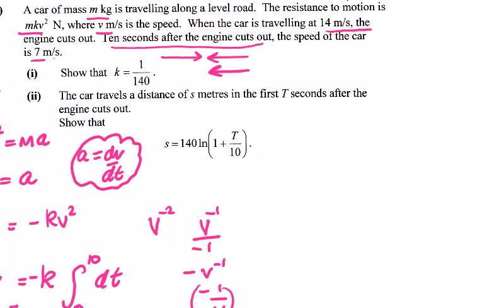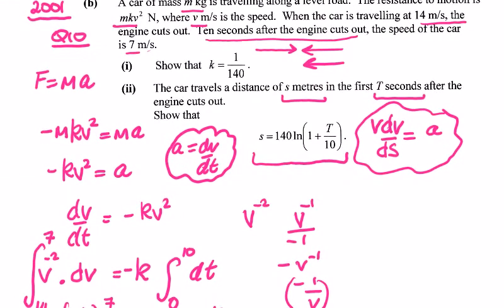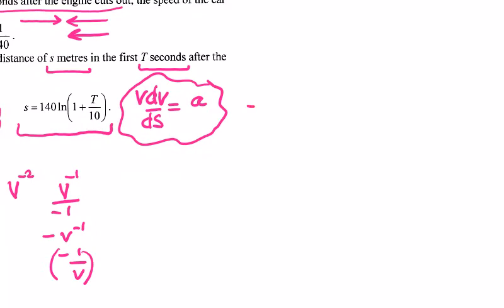The car travels a distance of s in the first t seconds after the engine cuts out. Show that s is equal to 140 times the natural log of this expression. So we're dealing with distance and acceleration, so v dv/ds is equal to acceleration as well, and you all know that at this point. What was my acceleration? Minus kv squared. Minus kv squared is equal to v dv/ds.